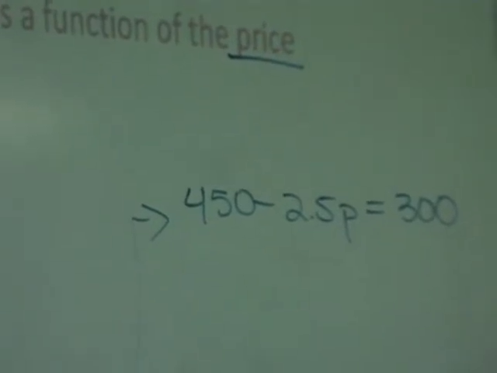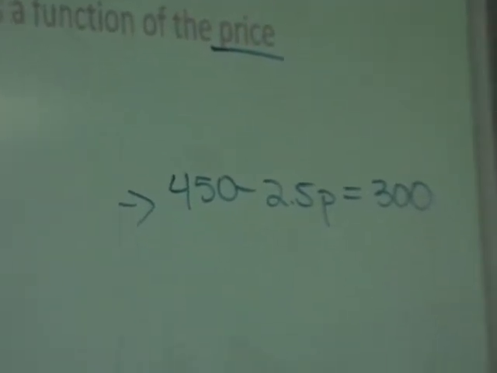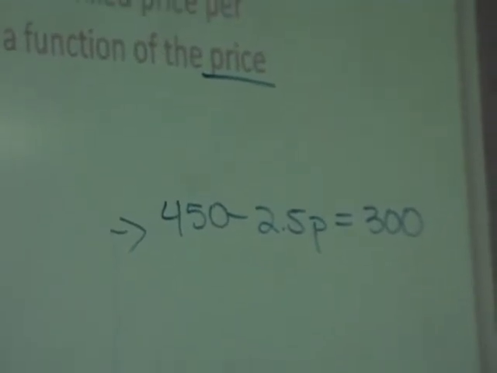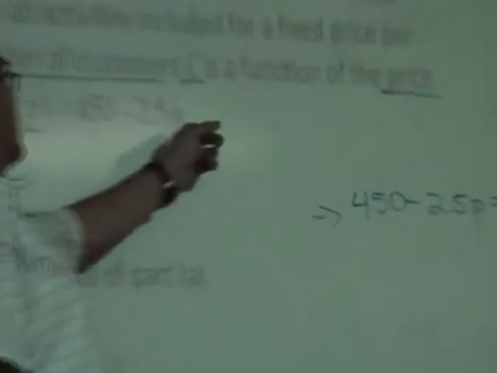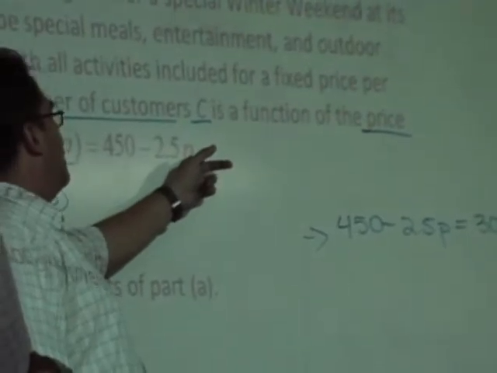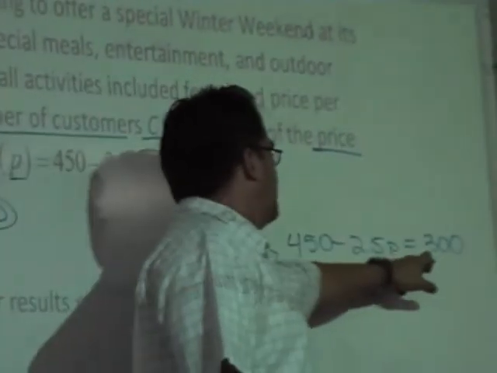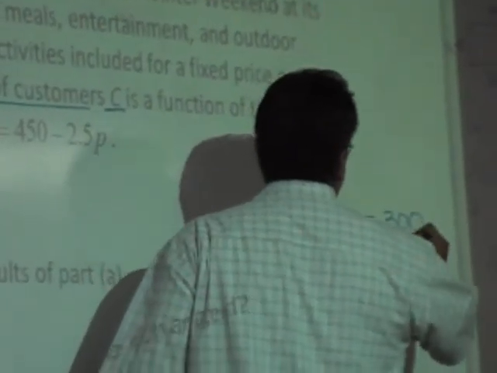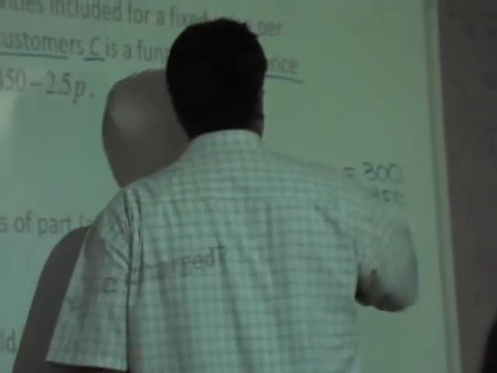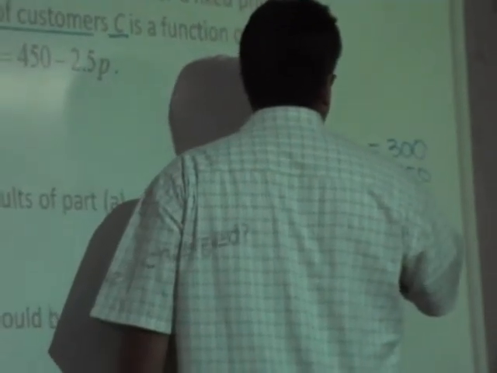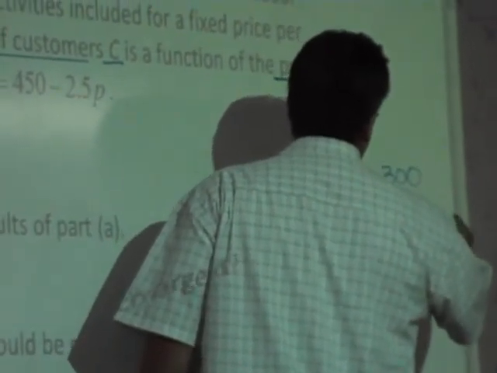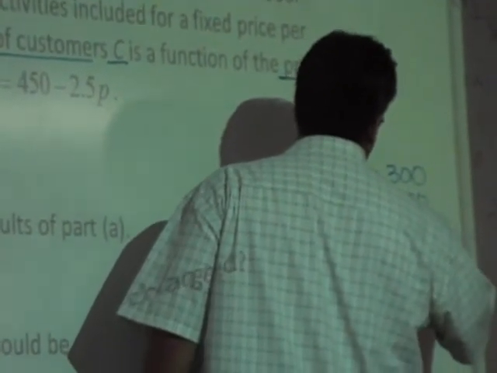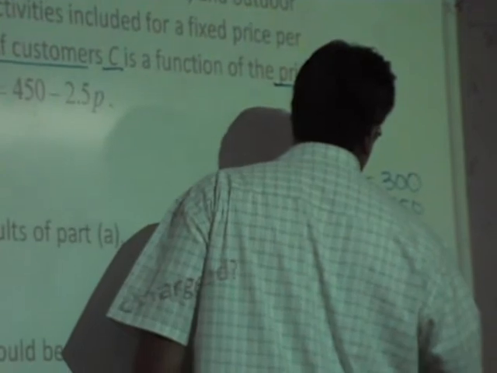Solve that equation for P, and then you will know the price that you need to get 300 customers, right? You have to be able to reason that out. This is the number of customers. I want to know what price should I put in here, what input is going to give me this output right here. So when you subtract 450 from both sides, that cancels out. You get negative 2.5P equals negative 150. Divide by negative 2.5. And what do you get?